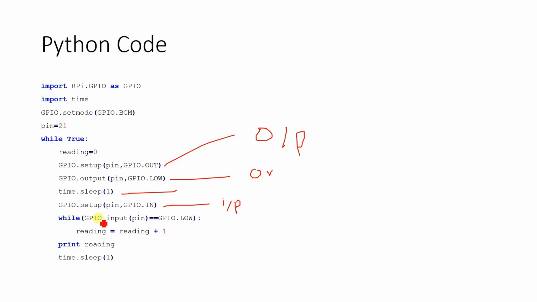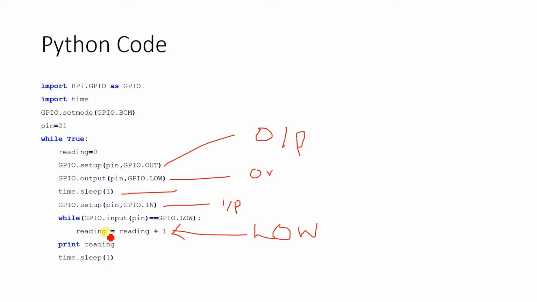And then the line is: while GPIO.input(pin) is equal to low, reading is equal to reading plus 1. It means basically this program will continue as long as the pin is low. And as long as the pin is low, what will happen? A variable called reading will be incremented by 1 continuously. Now whenever that pin becomes 1, this particular while loop will be broken. Till then it will keep incrementing the reading by 1.